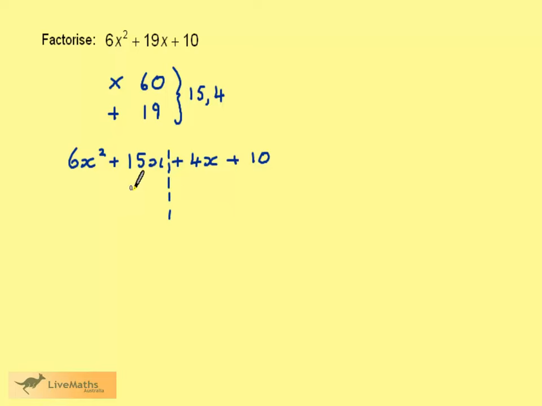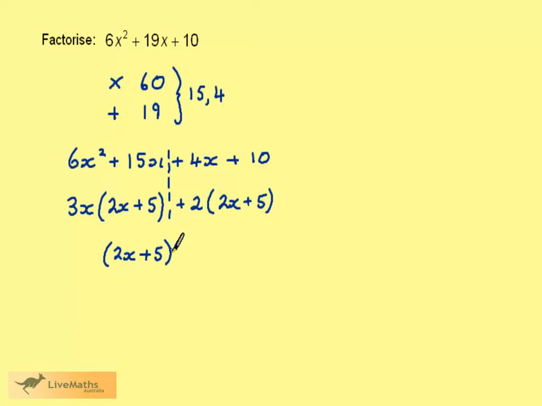On the left we have a common factor of 3 and a common factor of x. Open a bracket and we have 2x plus 5. On the right we have a common factor of 2. Open a bracket and we have 2x plus 5. Our final answer then is going to be 2x plus 5, and open a bracket, we have the 3x from here and the plus 2 from here.